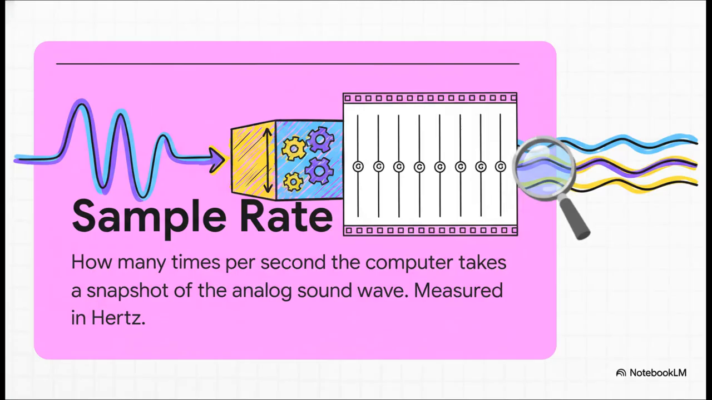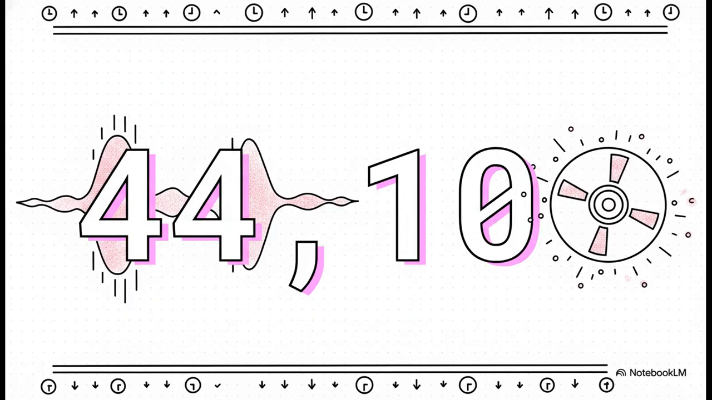Okay, sample rate. This tells us how often the converter is taking those snapshots. It's a lot like frames per second in a video. The more snapshots, or frames, you take, the smoother and more accurate the final digital version of the sound is going to be. And to give you an idea of just how precise this is, a standard CD quality sound is measured over 44,000 times every single second. For professional recordings in a studio, that number can jump to 96,000 times a second, just to capture every last detail.